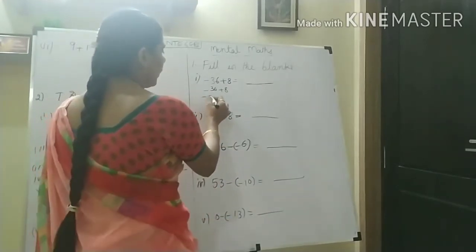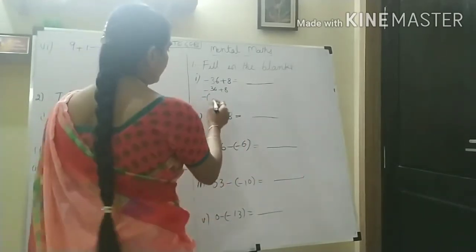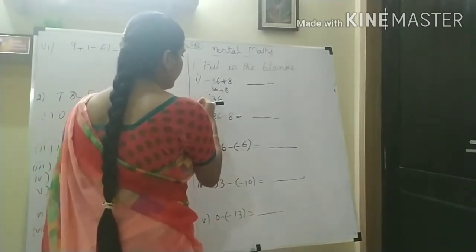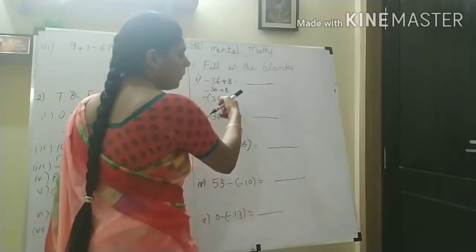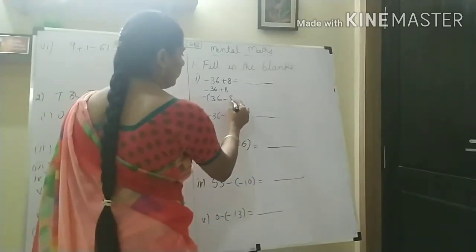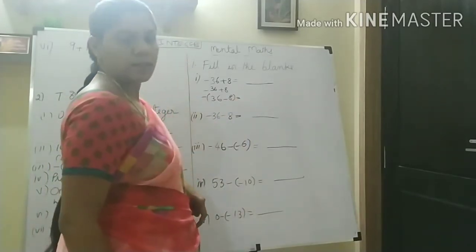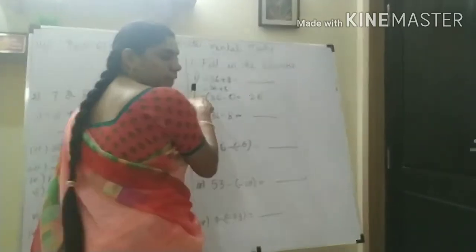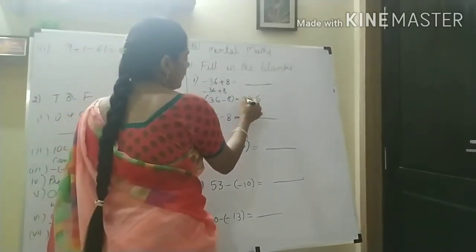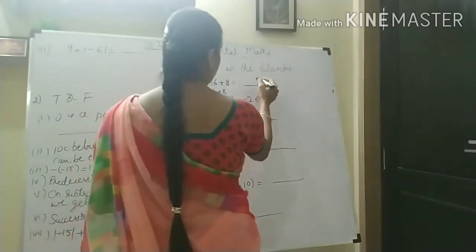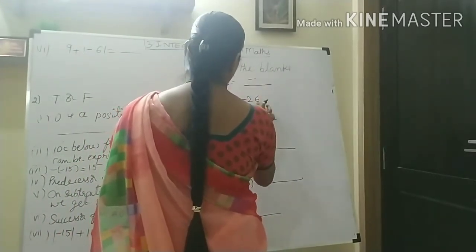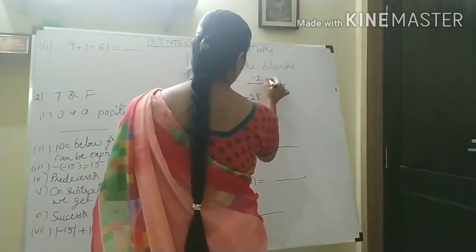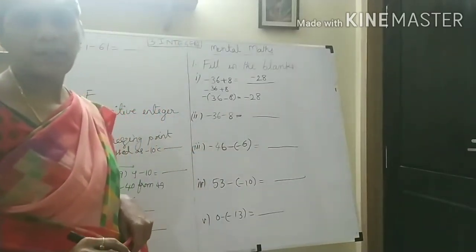So first what we have learned, take minus as common. After that write 36, and after that here I have taken minus common, so this plus sign will become minus here. So 8 as it is. Now 36 minus 8, you get here 28. What is the sign here in front of this bracket? Minus. So minus 28. Okay, your answer is minus 28.